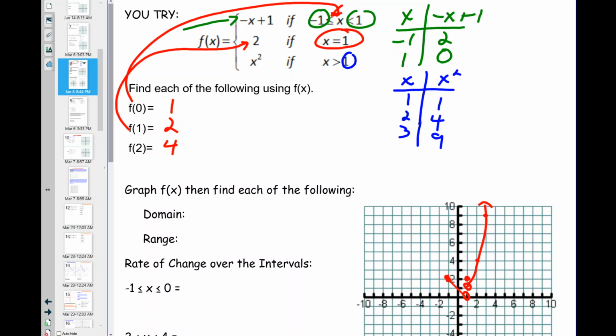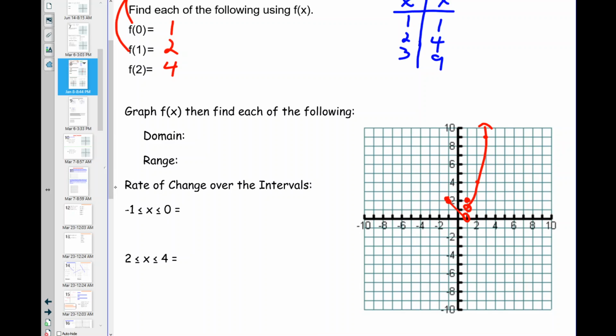So now let's answer some questions about this. What's the domain? Go ahead, Caroline. Negative 1 with a bracket or a parentheses? Bracket. This graph goes as far left as negative 1, and it actually does touch it. So we'll take a bracket.